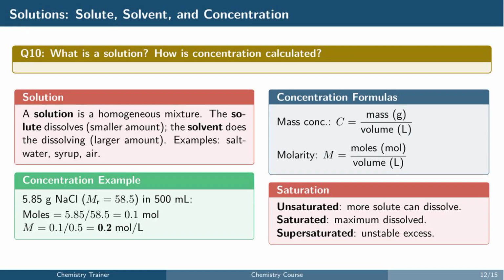Question 10. What is a solution and how is concentration calculated? A solution is a homogeneous mixture. The solute dissolves in the solvent. Mass concentration equals mass divided by volume. Molarity equals moles divided by volume. For example, 5.85 grams of sodium chloride in 500 milliliters gives 0.2 moles per liter. Solutions can be unsaturated, saturated, or supersaturated.